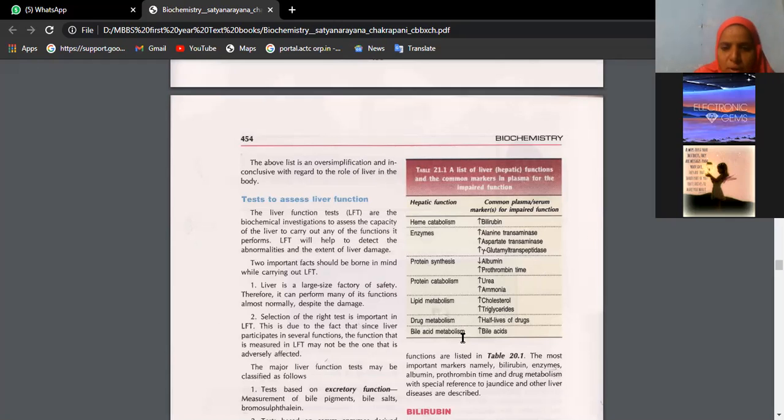Suppose the liver is not functioning, then you will see the drug remains in the blood for a longer time, damaging our normal natural cells. If you check in the blood, you will see the drugs are still available. So that means the half lives of drugs will increase if the liver is damaged. Okay, bile acid metabolism also will be affected.